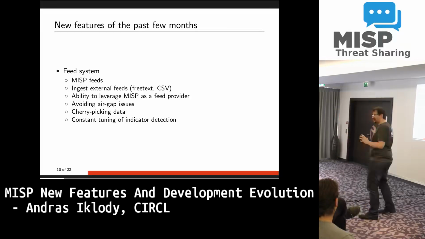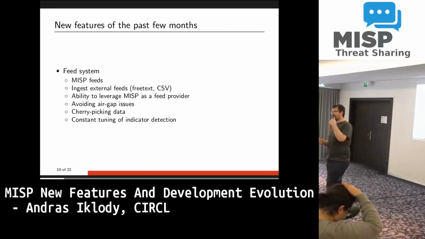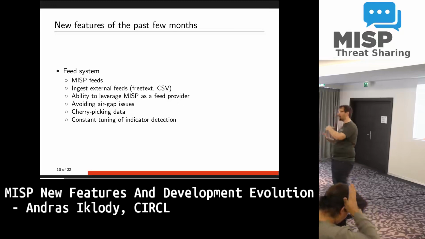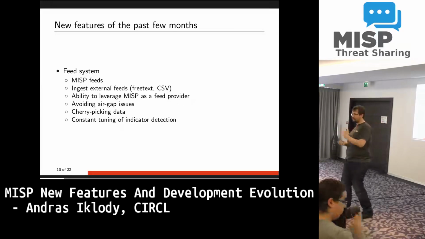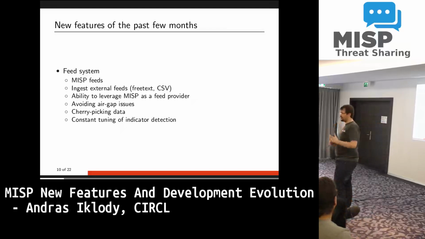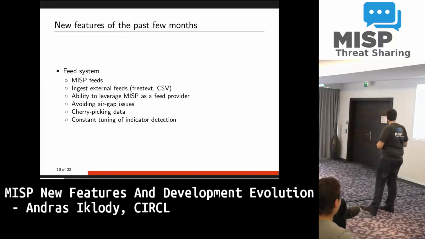The good thing is that it works exactly like a remote instance, so you can view the events before you pull them, so you can explore the contents of a feed. You can browse, filter events as you would with a normal MISP instance, and then decide and cherry pick the data that you want to fetch.